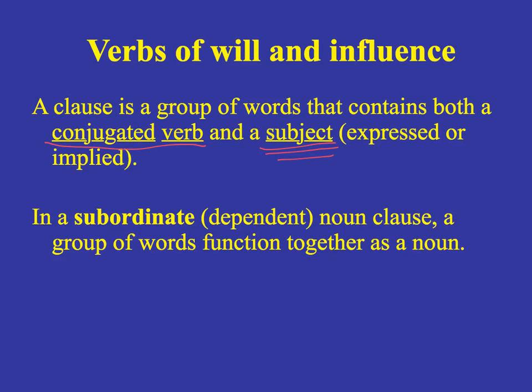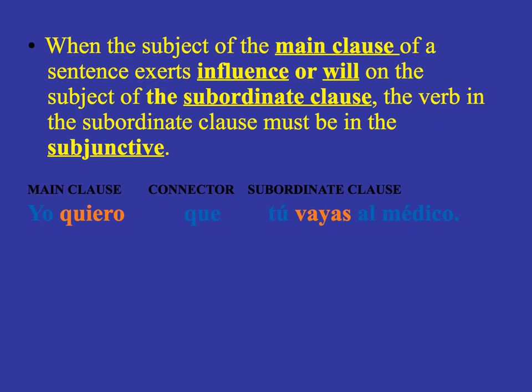In a subordinate clause, or a subordinate noun clause, a group of words functions together as a noun. This will make sense with some examples. Okay, so when the subject of the main clause, so if you look right here, you're going to see yo, exerts will or influence on the subject of the subordinate clause. I know this gets grammary. The verb that follows that second subject will be in the subjunctive.